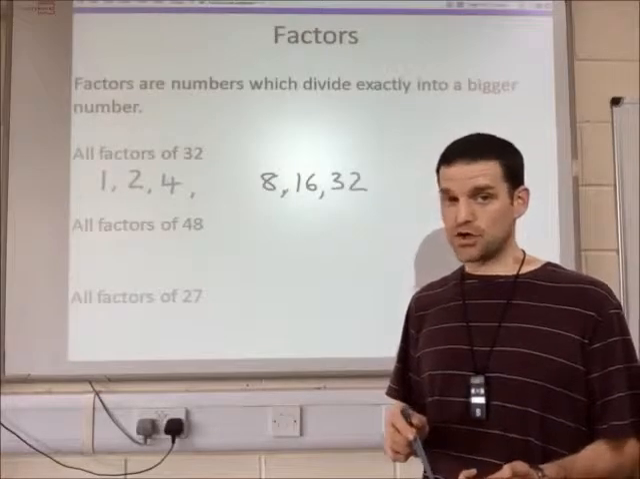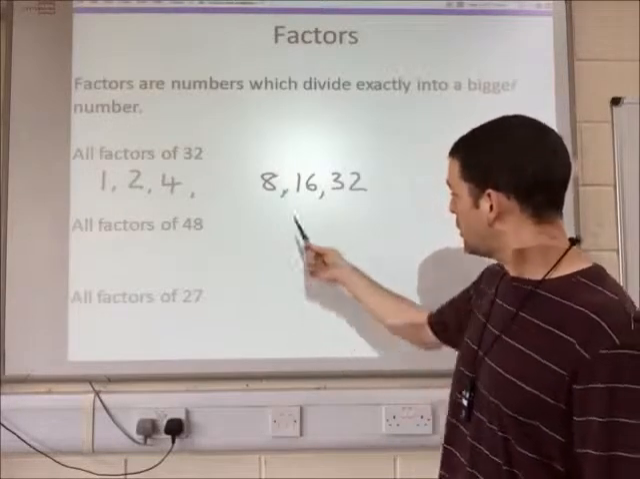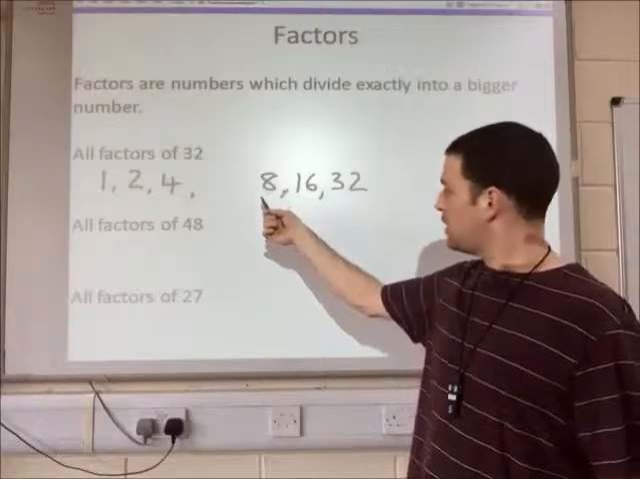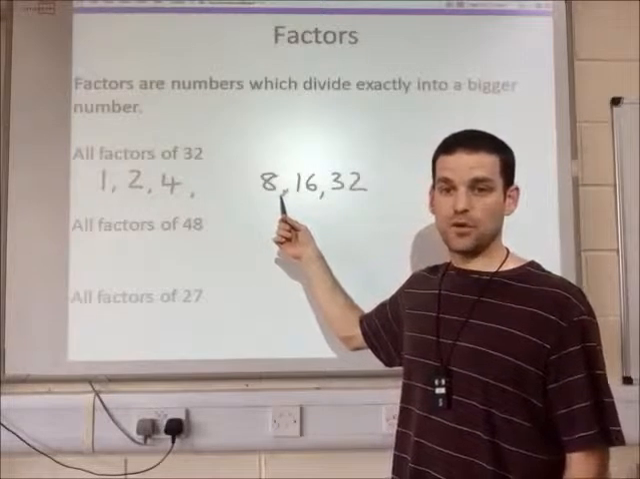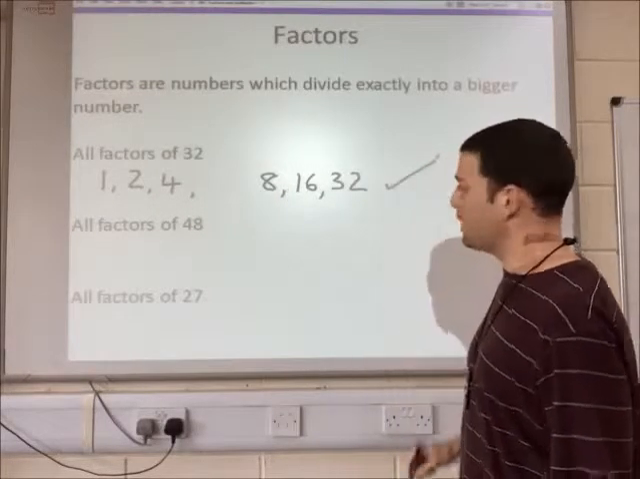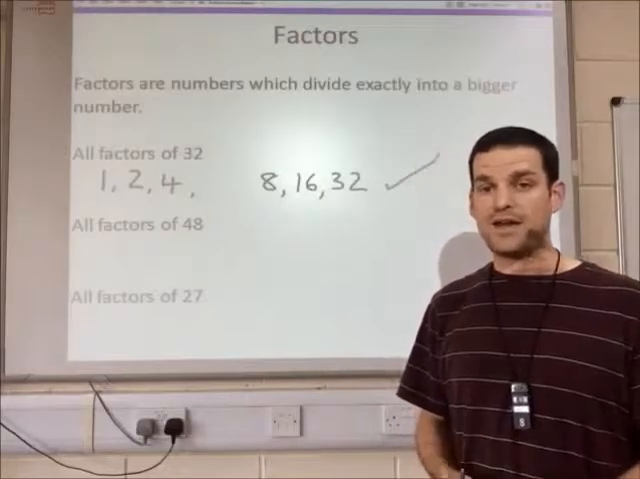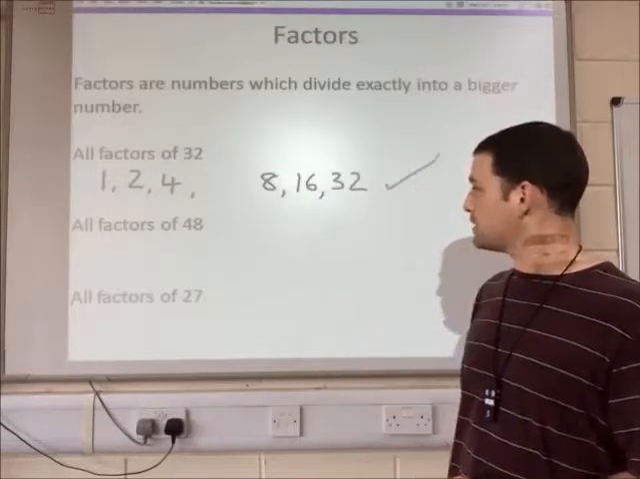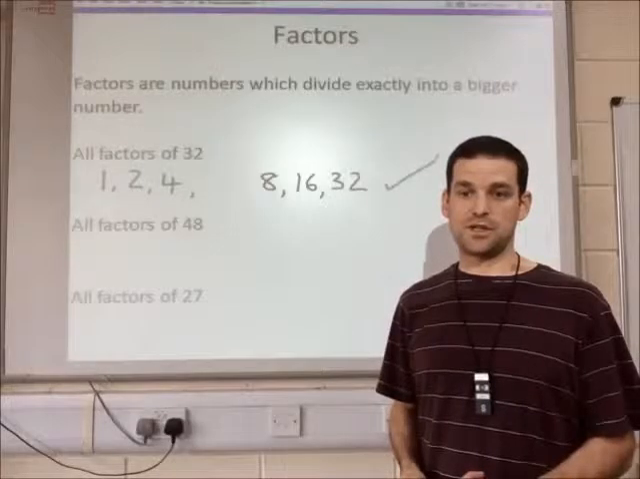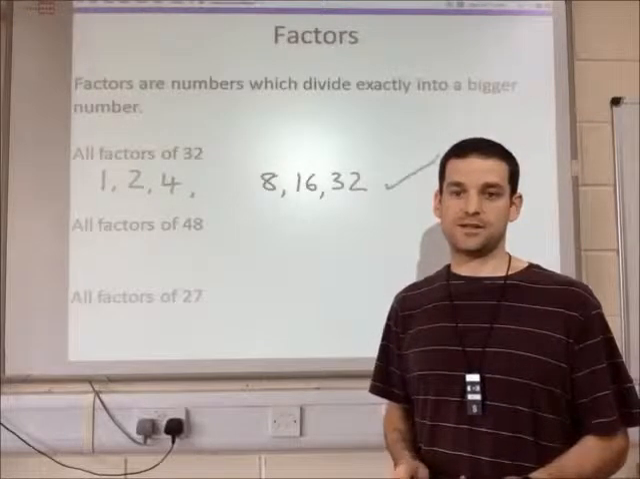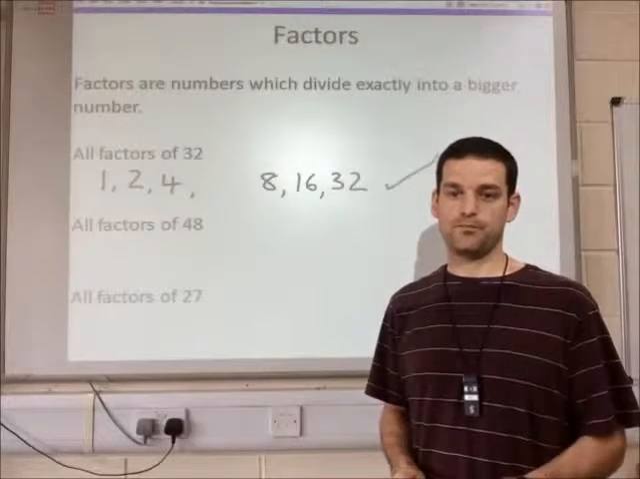Then 8 does go into 32, but if we look, we've actually already got 8 from when we did 4 8s before. So what that tells me is I'm actually done. There aren't going to be any more factors other than the ones I've already got. So there are 6 factors of 32. They are 1, 2, 4, 8, 16 and 32.